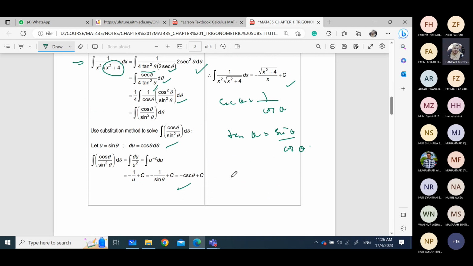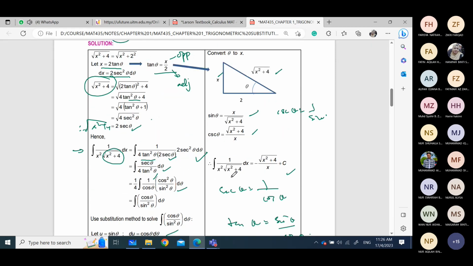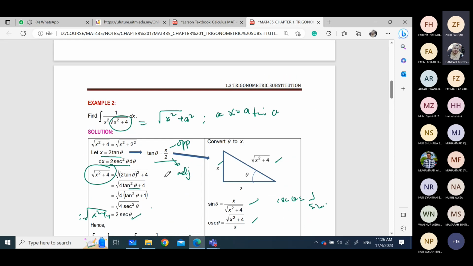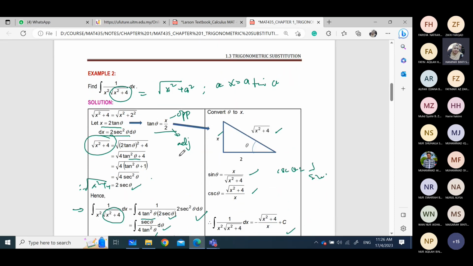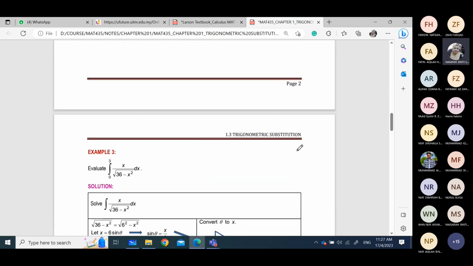Okay, ada soalan? Tak ada eh? Dia mudah je. Trigonometric is quite easy. You just apply the substitute and then apply relevant identity and then you solve. Then you akan dapat jawapan dia. Okay?